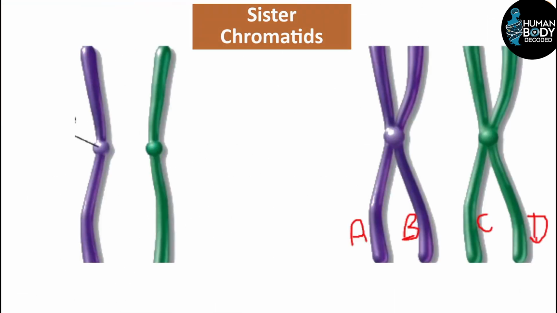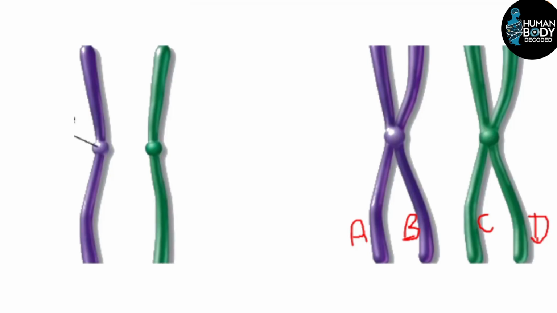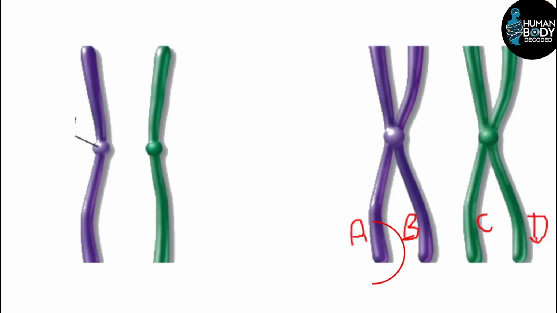Now I will tell you what sister chromatids and non-sister chromatids are. To understand these, look at the figure in front of you. In this figure, you can see a purple chromosome and a green chromosome. In this purple chromosome, I have named one chromatid as A and the other chromatid as B. Similarly, in the green chromosome, I have named one chromatid C, the other chromatid as D. The A and B chromatids are sister chromatids. Similarly, the C and D chromatids are also sister chromatids.